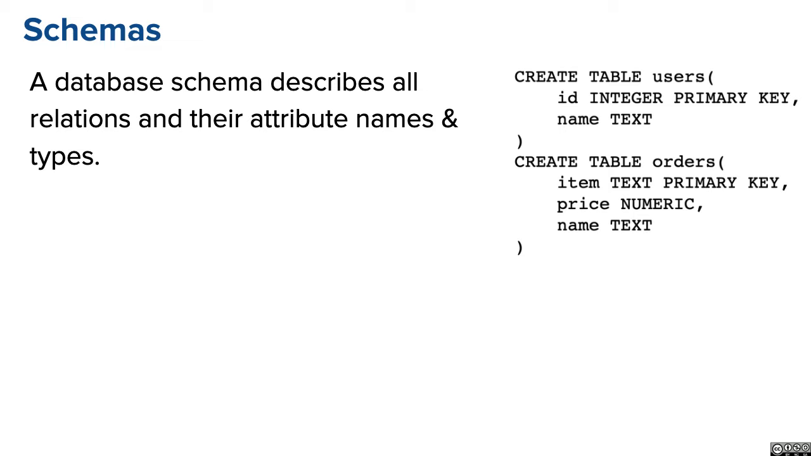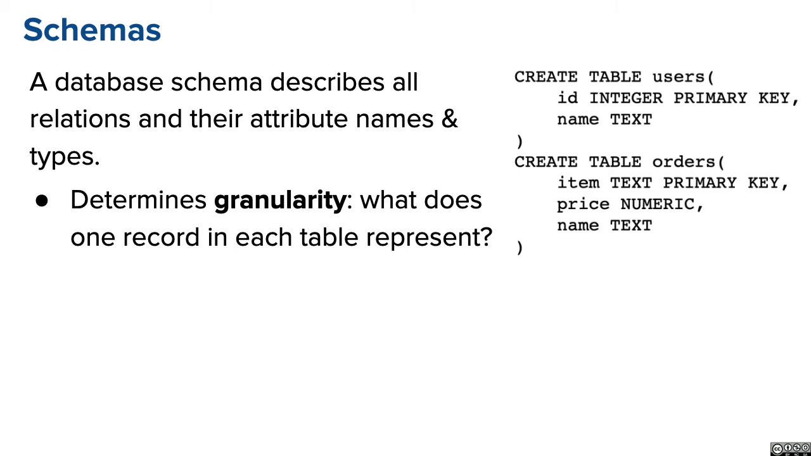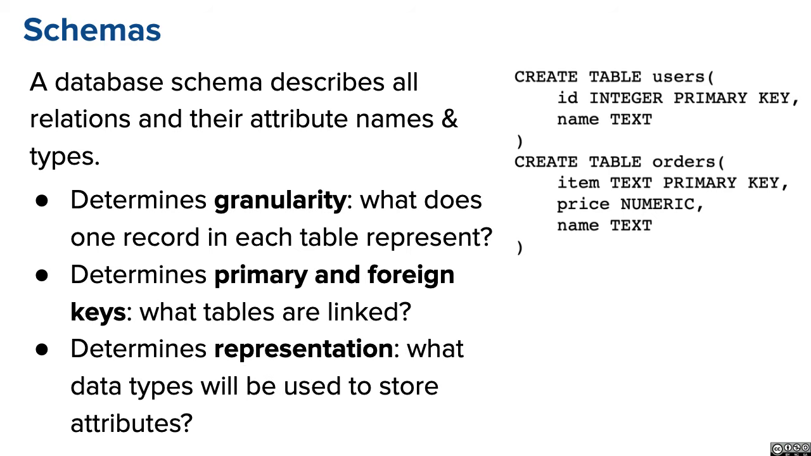The users relation has an ID column and a name column. And you can see in the schema description that the ID column is an integer and also the primary key of that relation. If you designate a column as a primary key, SQL will not allow you to have duplicate entries in that ID column, unless you have the same name for that tuple. But generally speaking, SQL will want that column to be unique. The schema determines the granularity, the primary and foreign keys of a data set, and the representation, the computational data types that we'll use for each column.